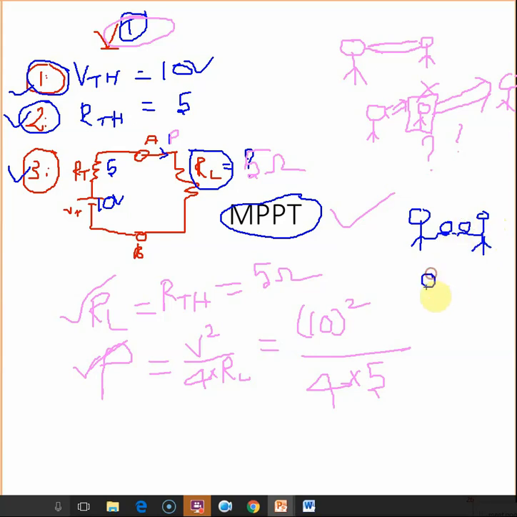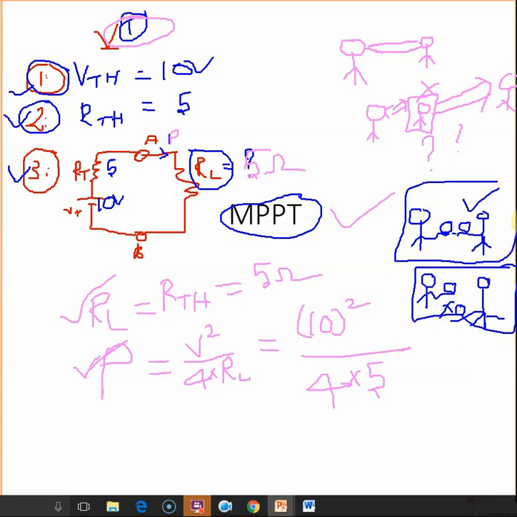Suppose I stretch my hand, my chalk piece is here, but my student's hand is here. What will happen? The chalk piece may fall down, and due to that it will break or losses take place. So is maximum power transferred? No. But here, maximum power is transferred. So this is an example for the maximum power transfer theorem.